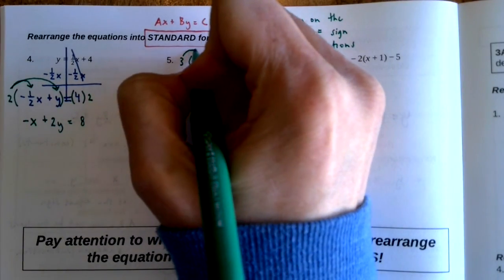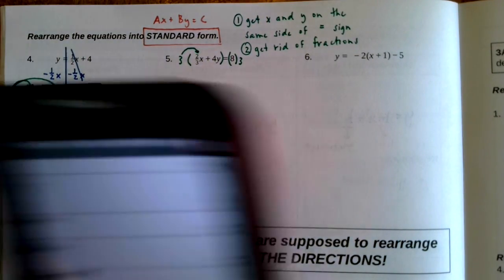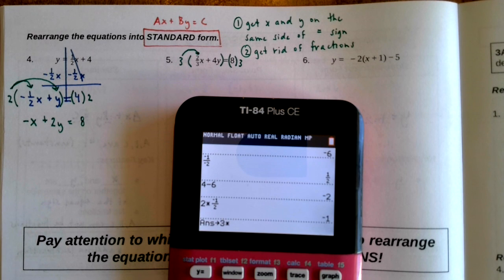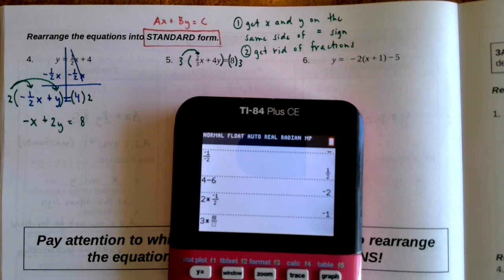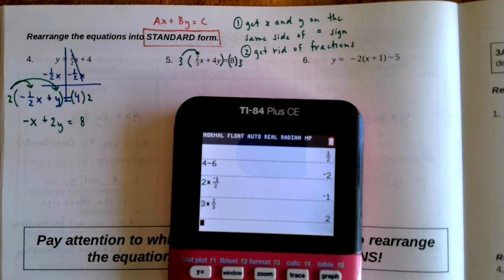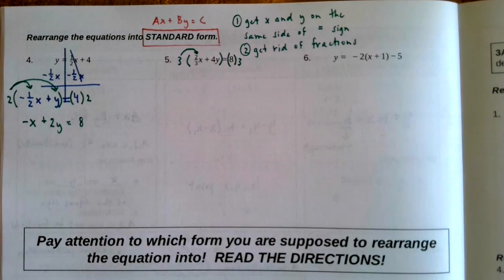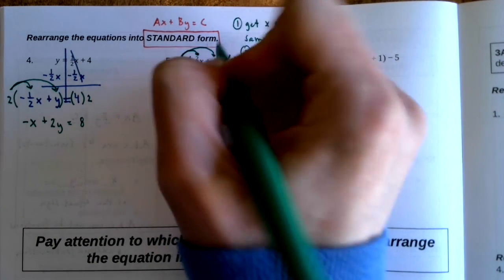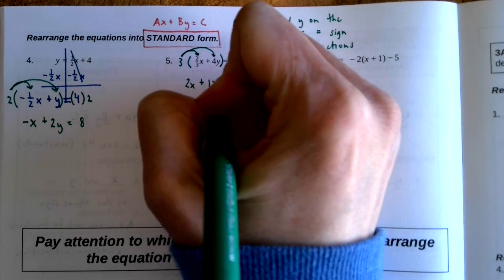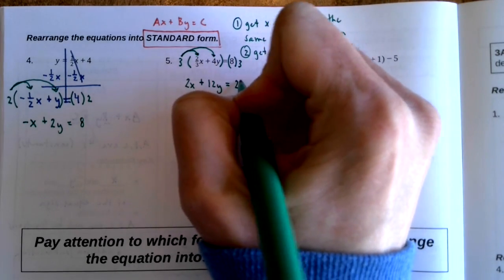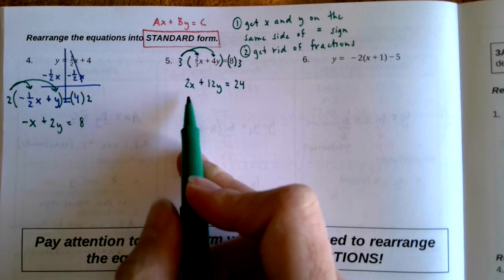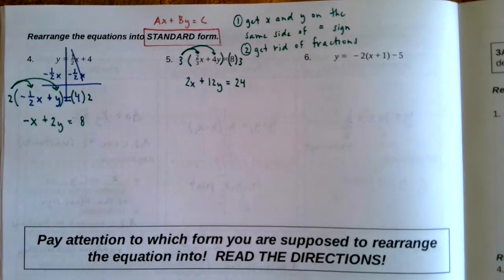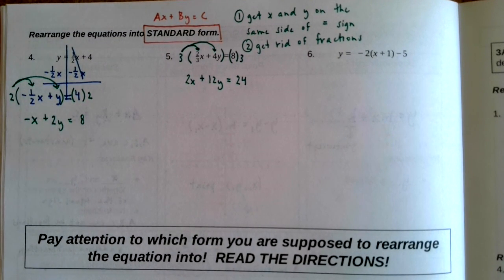Now I distribute. So the first thing I'm going to do is 3 times alpha y equals, and I have 2/3, which is just going to give me 2. So I'm going to have 2x. 3 times 4 is going to give me a plus 12y, and that's equal to 24. Again, I'm going to stop there because now I'm in standard form, and that's what it asked for.